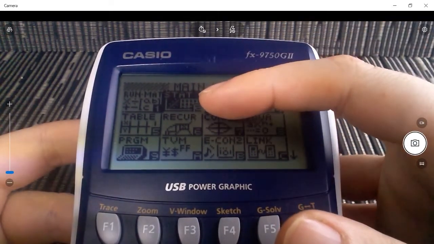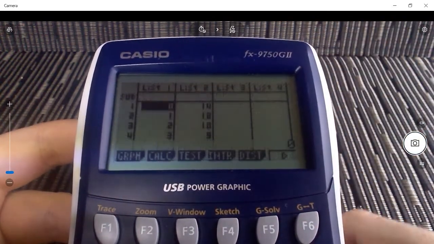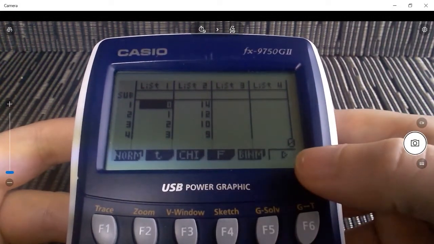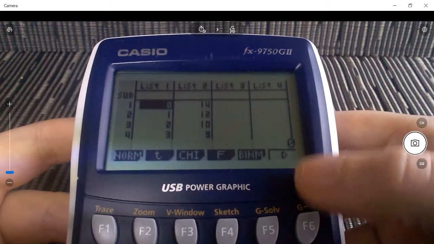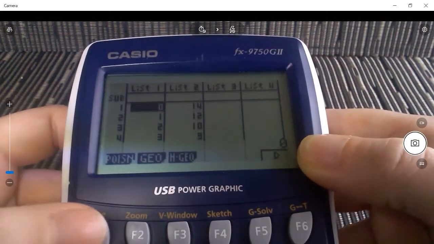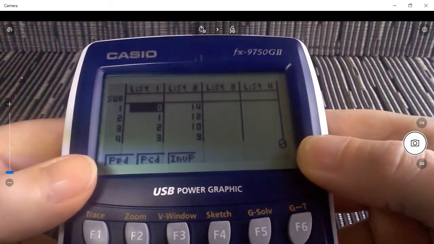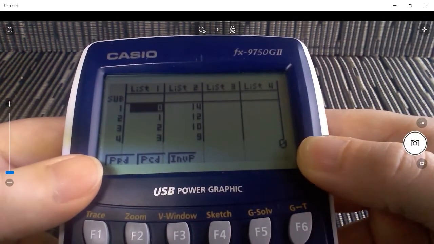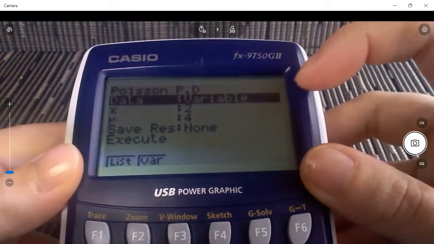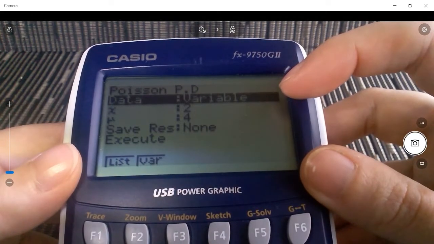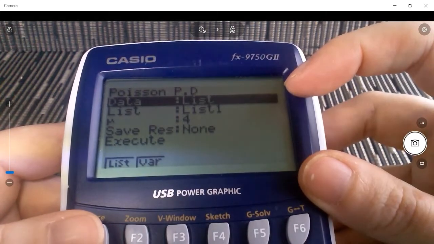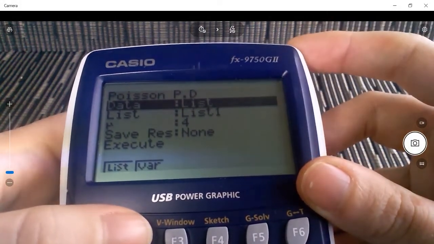We need the stat menu, distribution, then we're going to scroll across until we find Poisson. So this one here, Poisson distribution. We're doing a point probability, so we want to choose PPD. Now, where it says data, you need it to say variable. If yours says list, you need to change this to say variable.